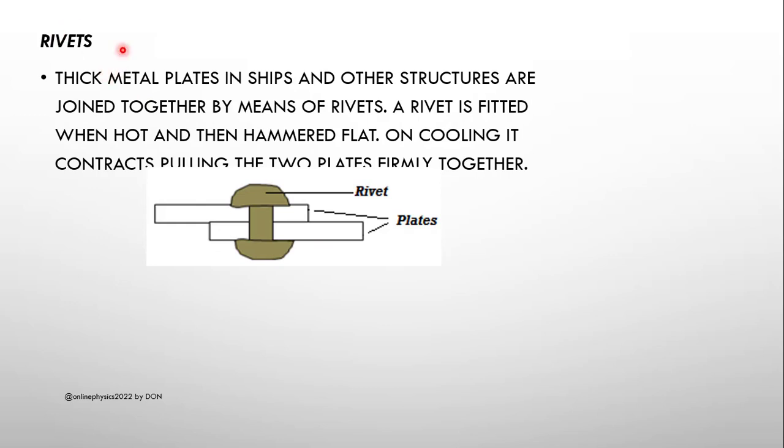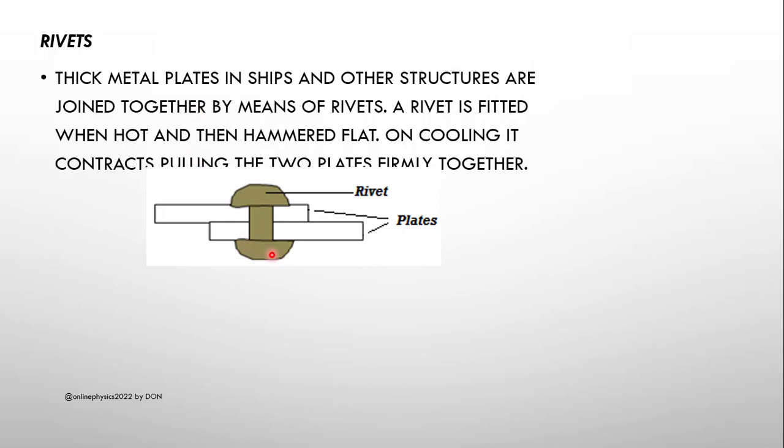Then we have rivets. Thick metal plates in ships and other structures are joined together by means of rivets. A rivet is fitted when hot and then hammered flat. On cooling, it contracts, pulling the two plates firmly together.